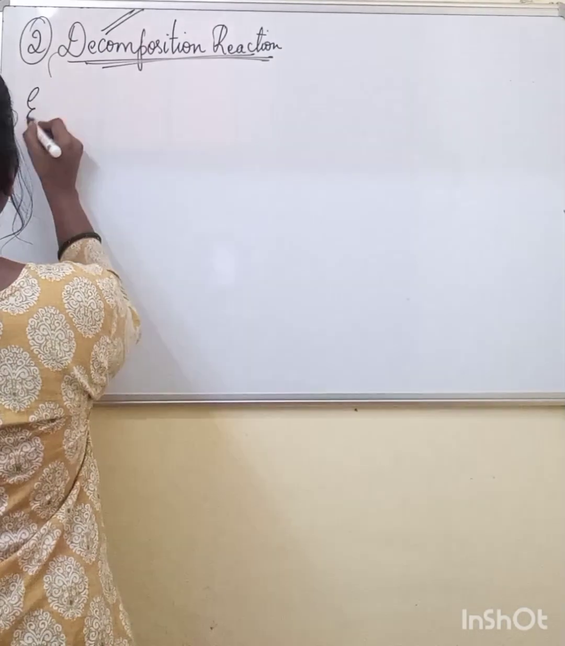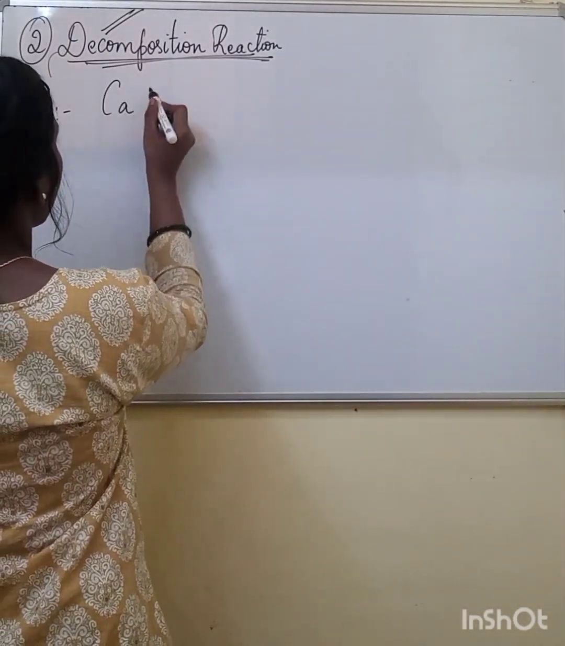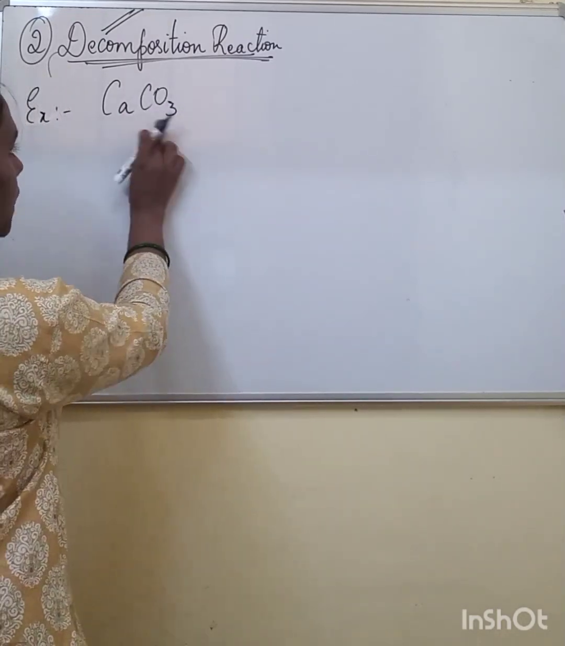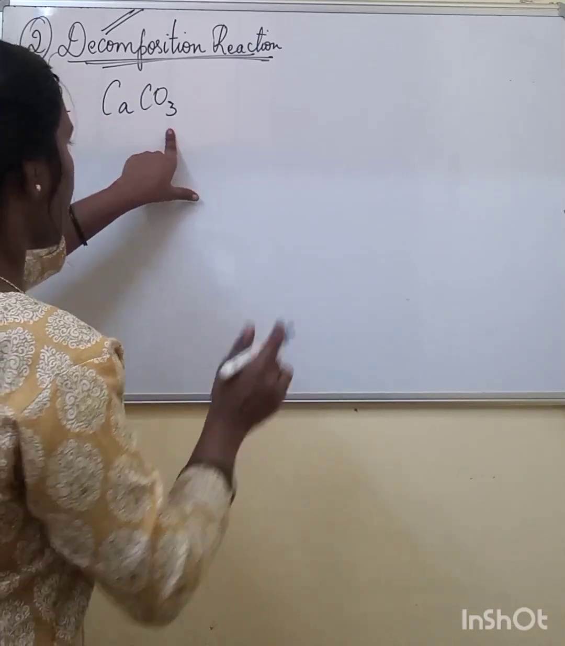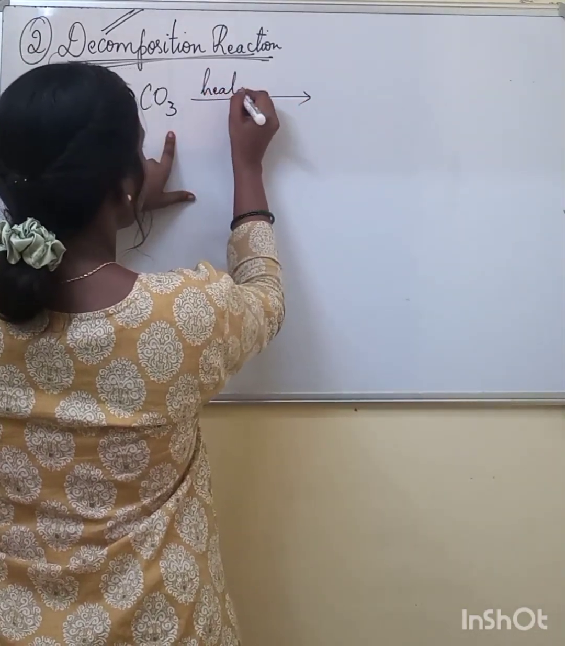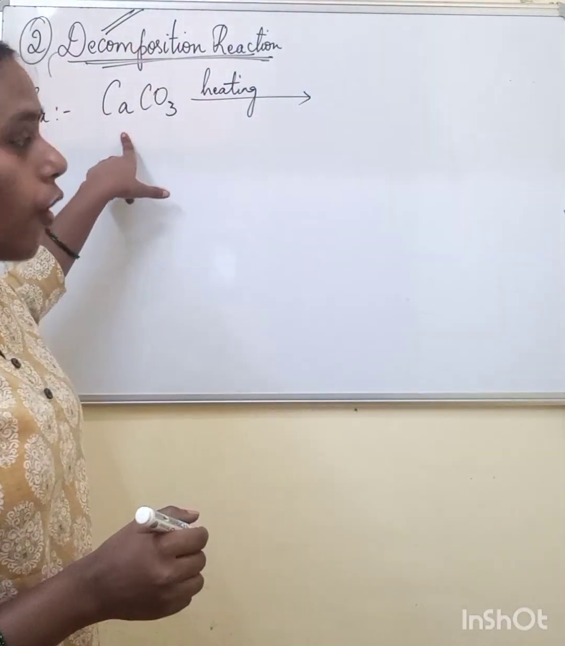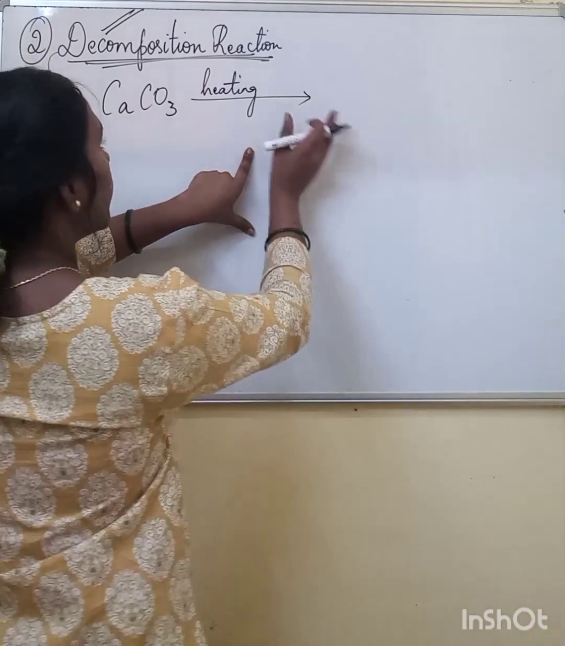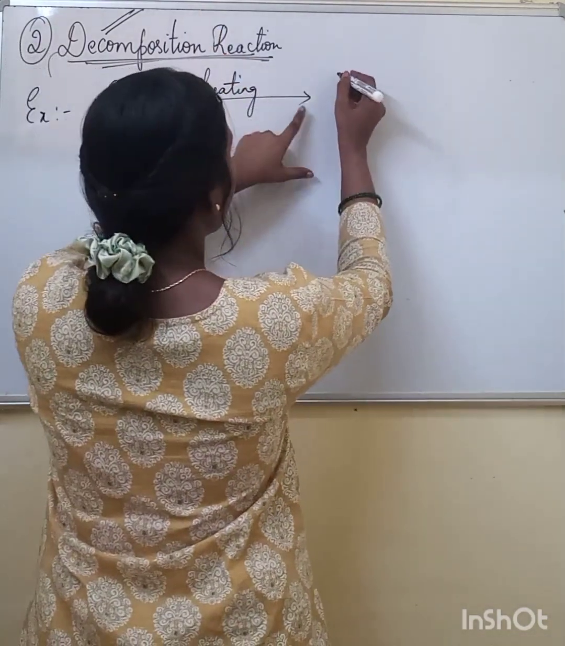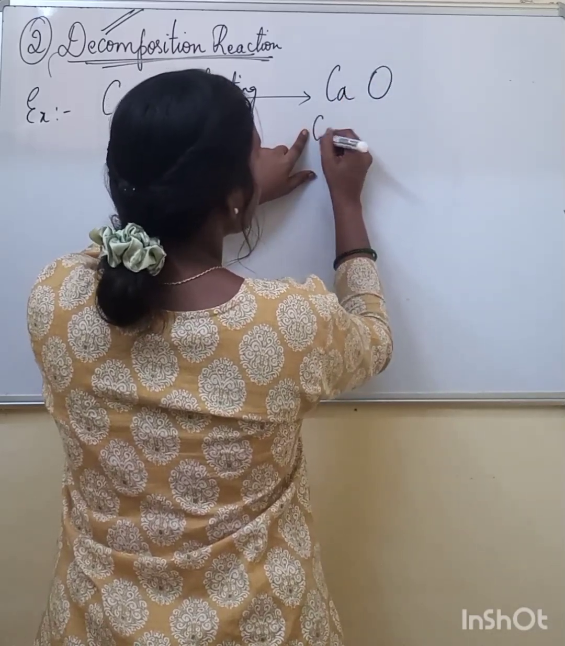Let me give another example for decomposition reaction. Calcium carbonate. Ca is calcium, carbonate CO3. Calcium carbonate on heating will decompose. Decompose means it will break down to give CaO. CaO is calcium oxide.